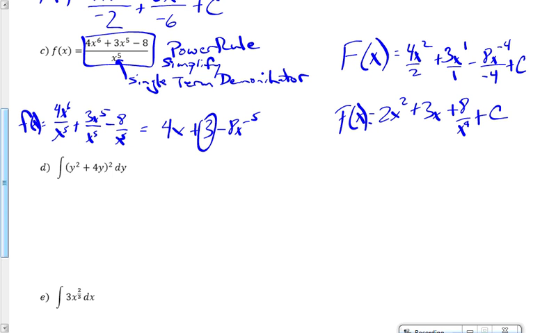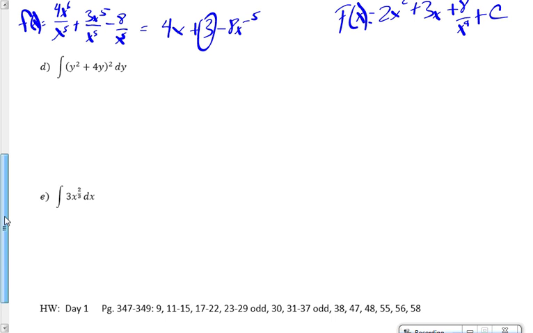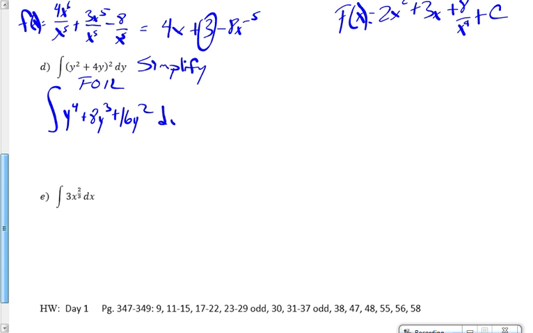Okay, two more quickly here on day one. We're not going to apply a chain rule aspect to this yet. The key to today and the next couple of days is you need to simplify first. This is a FOIL away from being a polynomial. So we're going to go ahead and make it a polynomial because power rule is really cool. So this would be y to the 4th plus 8y cubed plus 16y squared. And you would then integrate with respect to y.